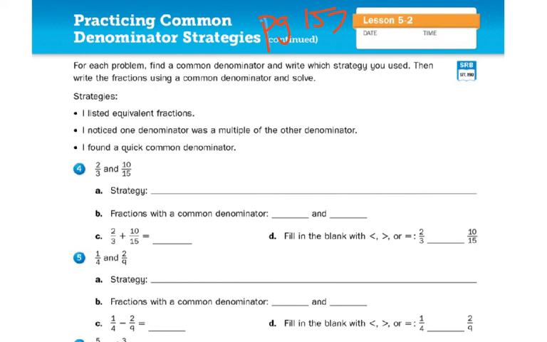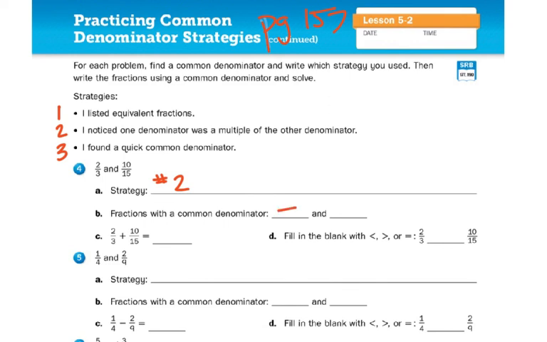Strategies: I listed equivalent fractions. Second one, I noticed one denominator was a multiple of the other denominator. I found a quick common denominator. I'm going to notice that 15 is a multiple of 3. So I know that. So that's the second one. So I'm going to say strategy number 2. Fractions with the common denominator.